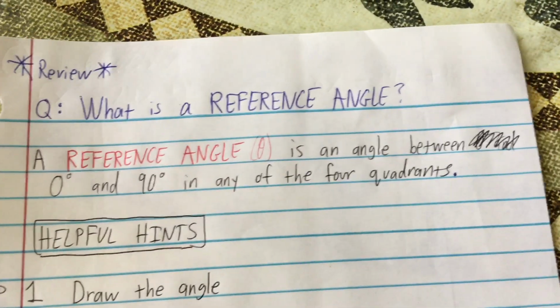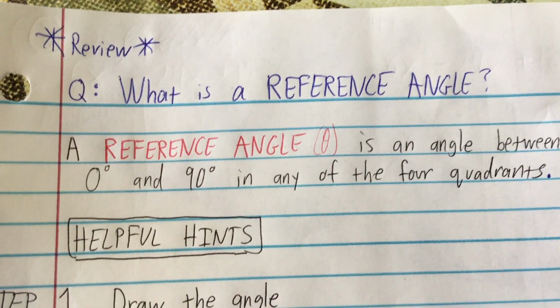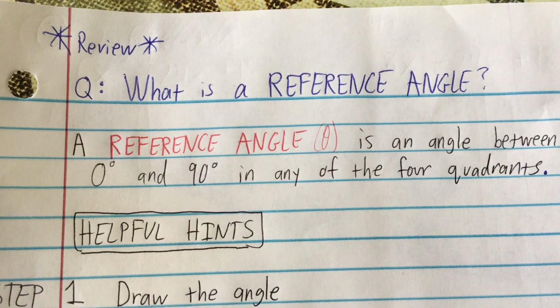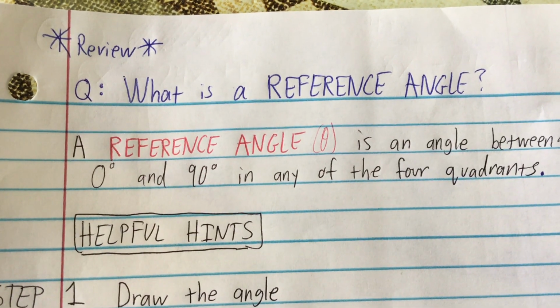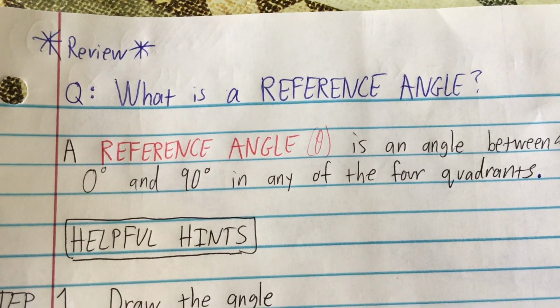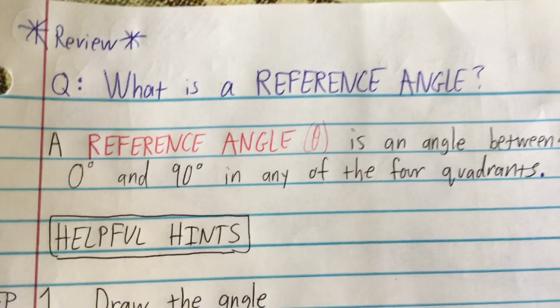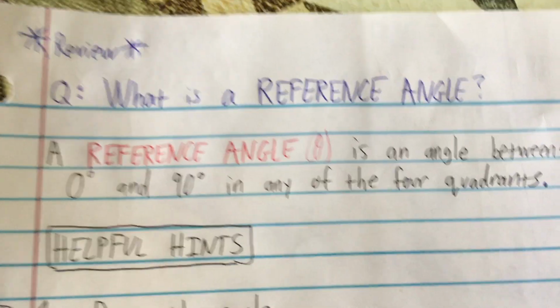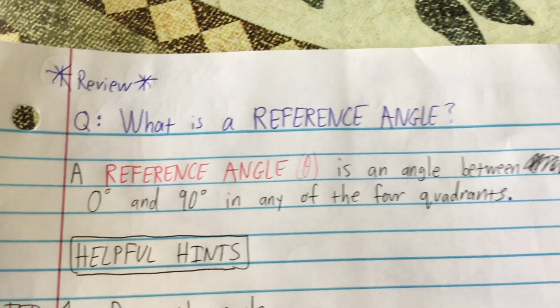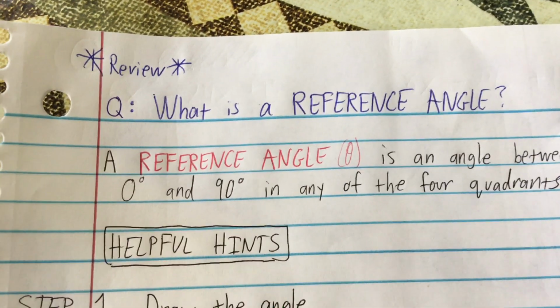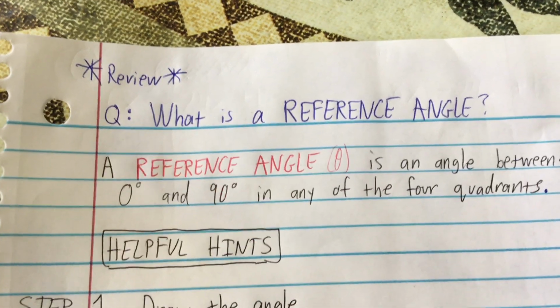So remember yesterday we talked about reference angles. We just reviewed it from a past unit, and I just want to formally write the definition before we move on to the actual solving of reference angles. So remember that a reference angle is an angle between 0 and 90 degrees in any of the four quadrants, either quadrant 1, quadrant 2, quadrant 3, or quadrant 4.